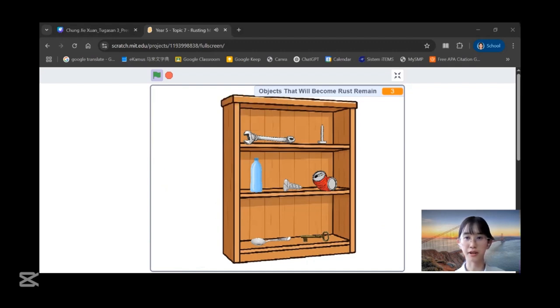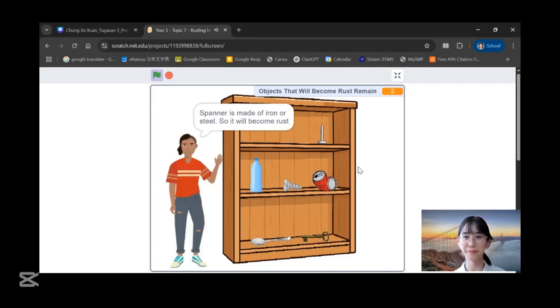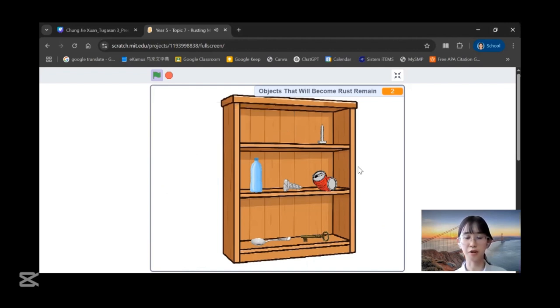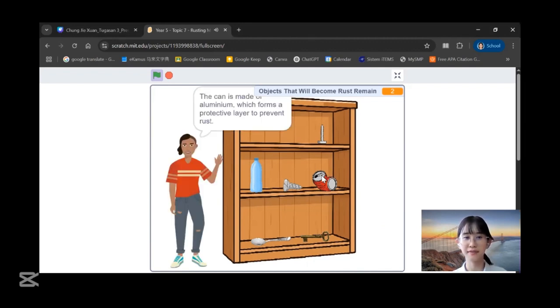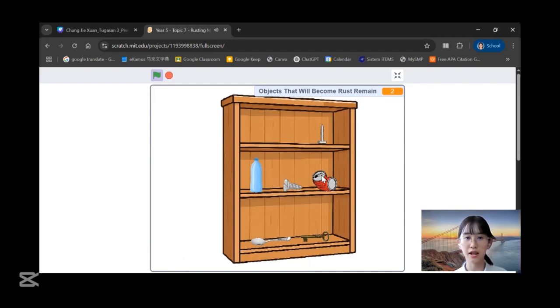So over here we have 3 objects that will rust. So let's find out which ones will rust. So, spanner. Spanner is made of iron or steel, so it will rust. Over here, maybe you don't know which one will rust, so maybe you press aluminum can. The can is made of aluminium, which forms a protective layer to prevent rust. So when you press the wrong answer, the teacher will still explain why this one does not rust.